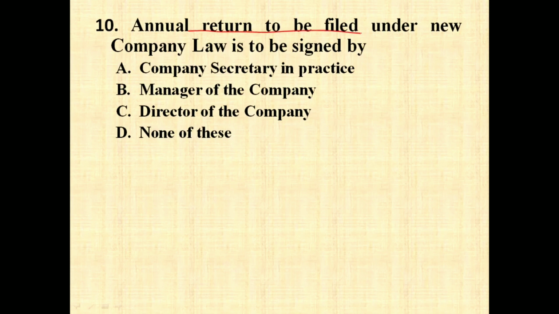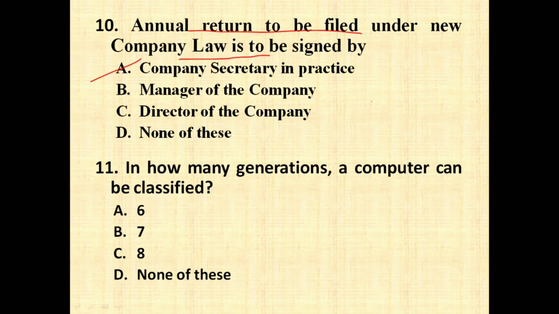Annual return to be filed under the new company law is to be signed by. So it has to be signed by option number A, that is company secretary in practice. In how many generations a computer can be classified? So computer can be classified in 5 generations, which you have studied in your computer application in business. So right option is going to be none of these.